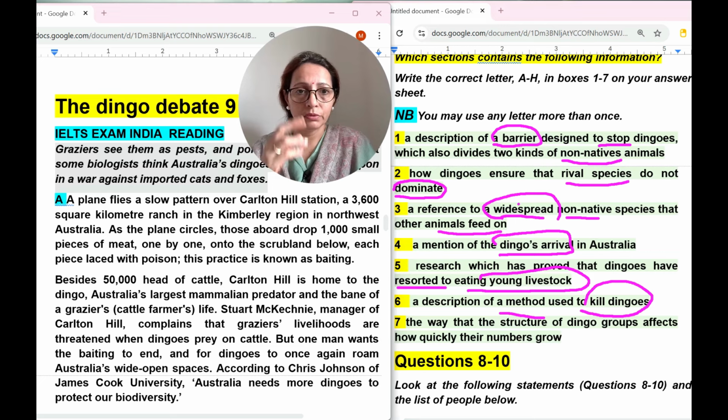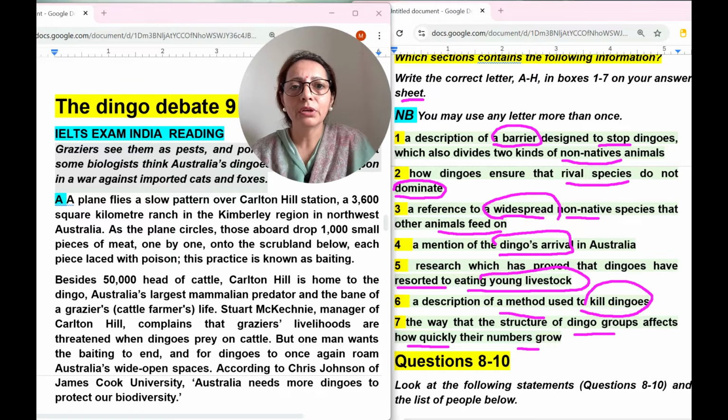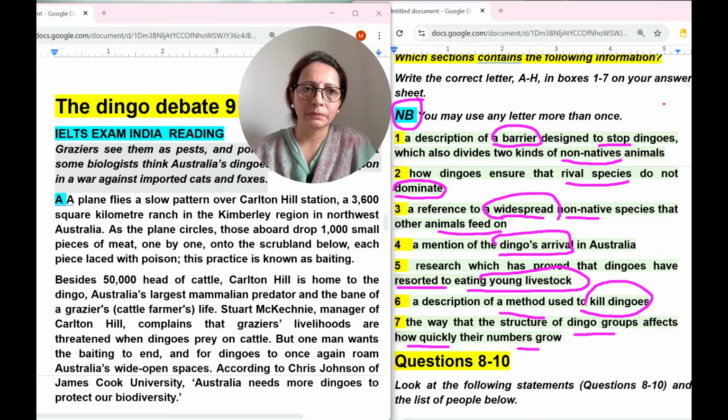And this can be the seventh: the way that the structure of dingo groups affects how quickly their numbers grow. Structure of dingo groups means how they live, whether in a group or separately. So this will be described in some paragraph. One more thing here: they have given NB, meaning a point to be noted. You may use any letter more than once. What does it mean? The paragraphs are named A to H, and it may be possible that two question statements are found in one paragraph.